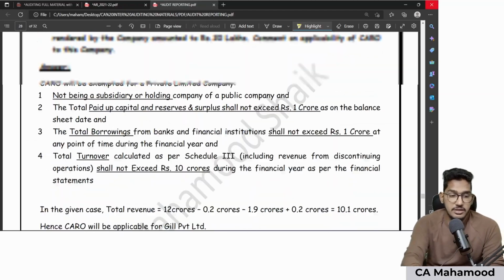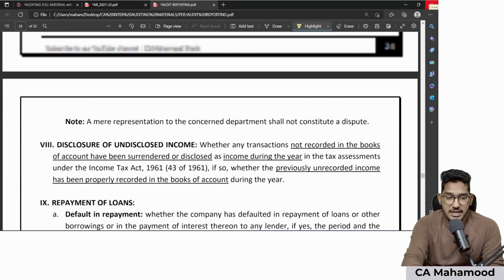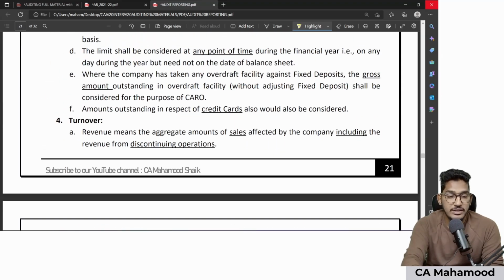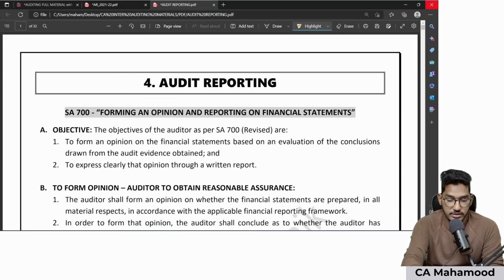So now let us try to understand these conditions in a detailed manner and special points that need to be kept in mind while doing these calculations. Let us try to do it.